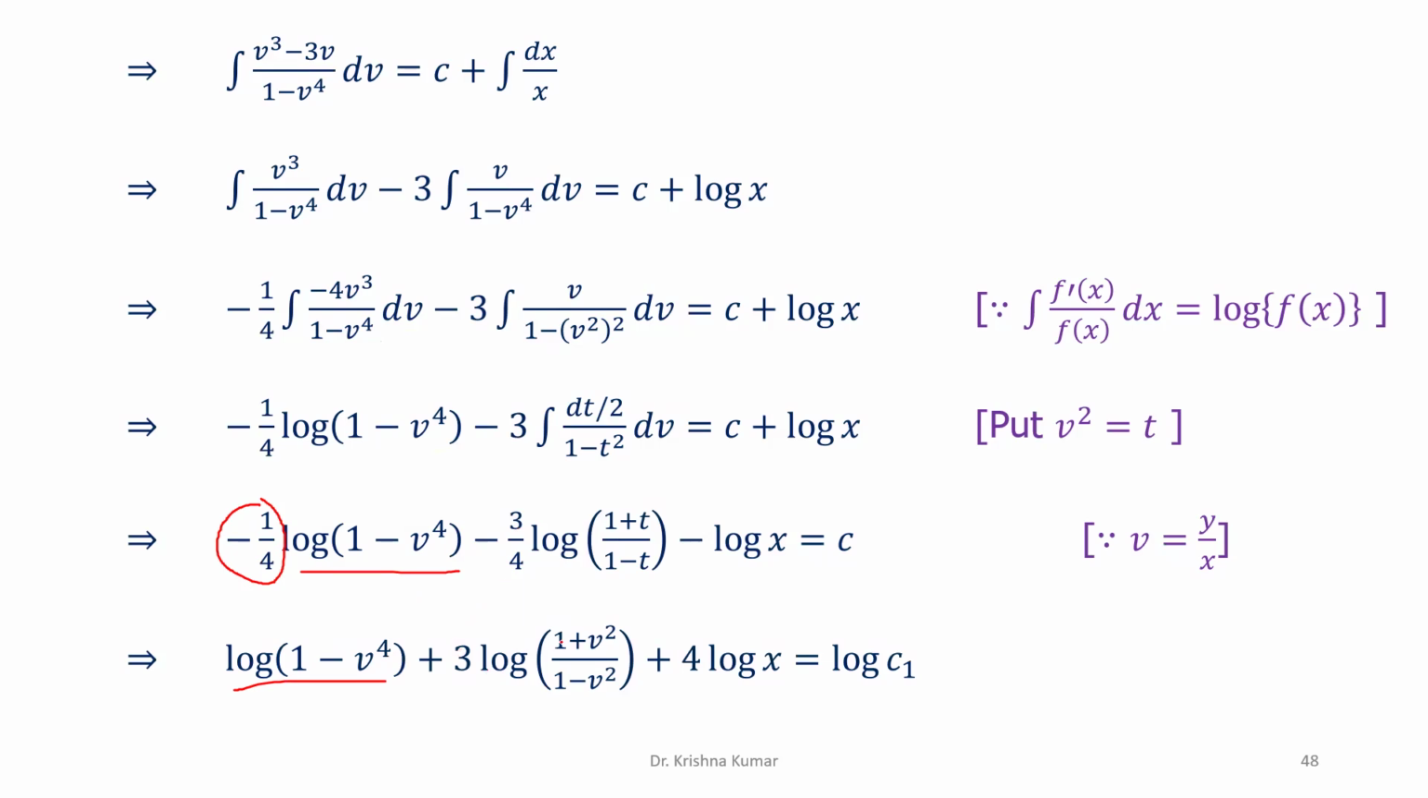So 3 log, what is the value of t? t is nothing but v square. So 1 plus v square upon 1 minus v square, plus this minus will become plus 4 log x, which is equal to log c, can be written as log c1.